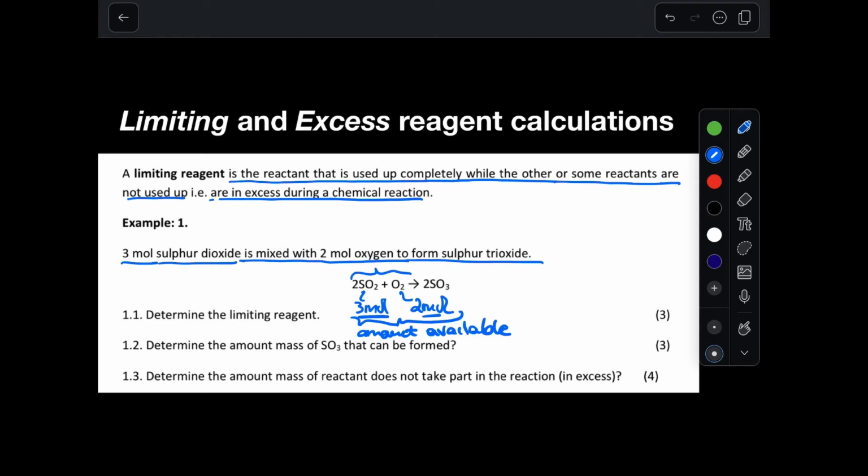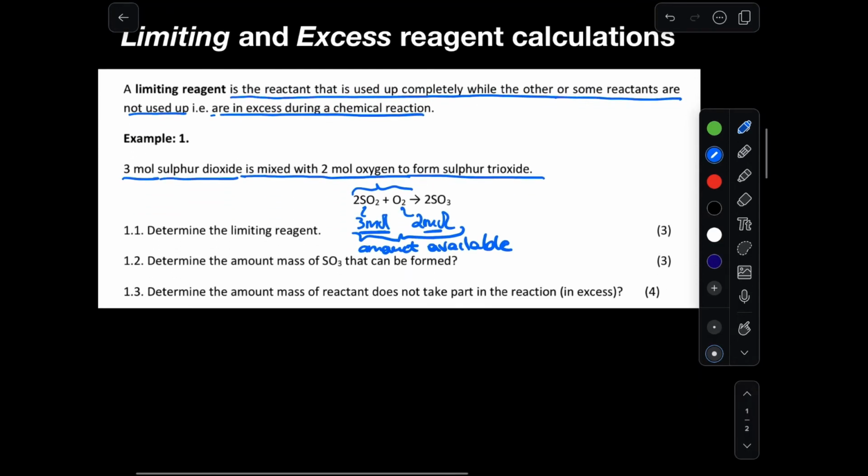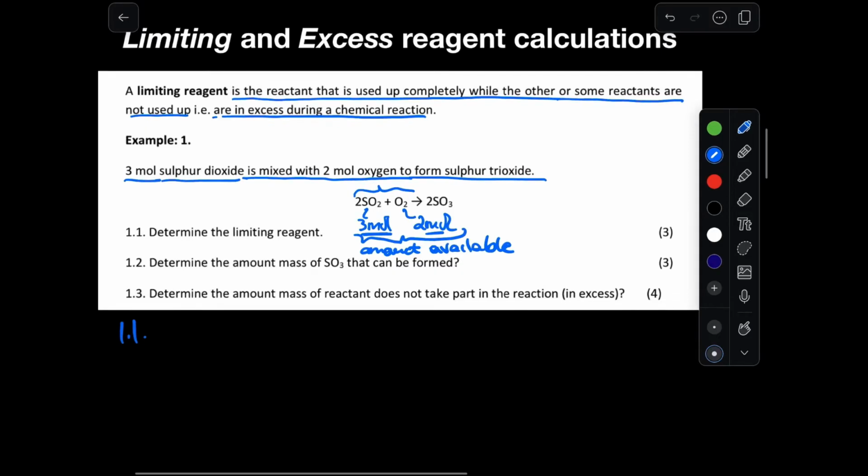Now it says in 1.1, determine the limiting reagent. Between the two, we want to know which one is going to be used up first. The way you do it here is you use the mole ratio. The amounts available need to be in moles, and your equation needs to be balanced. So you're going to do the ratio of those two reactants. The limiting is always a reactant. So we'll do the ratio.